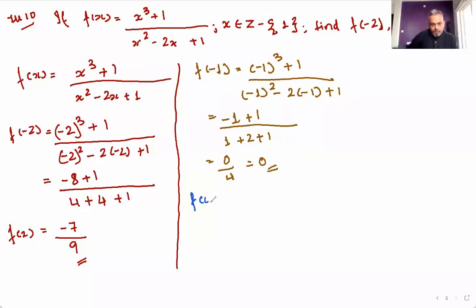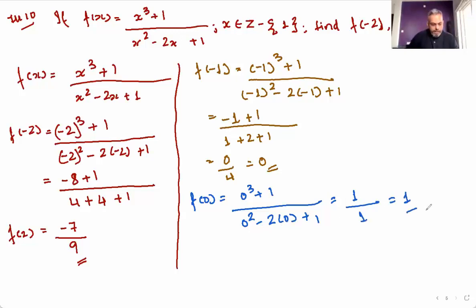f of 0 is equal to 0 cubed plus 1 upon 0 squared minus 2 into 0 plus 1, which is equal to 0 plus 1, that is 1, upon 0 minus 2 into 0, that is 0, and 1, which is equal to 1. Answer.